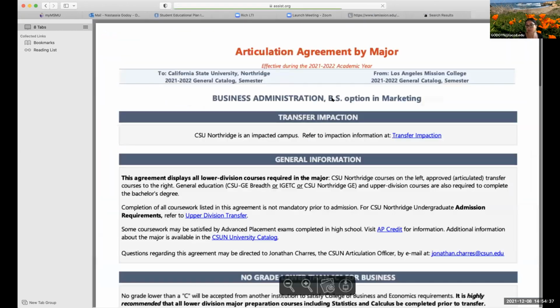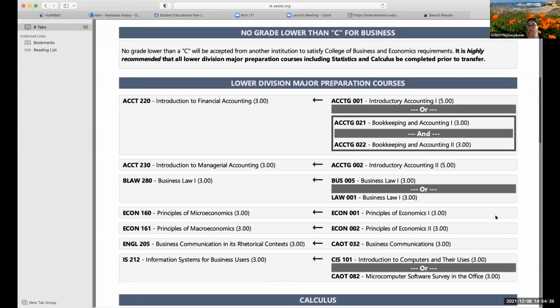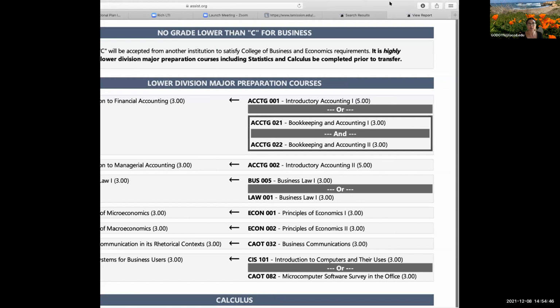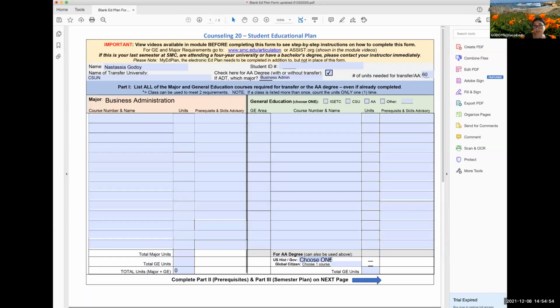So I'm going to click on view agreement. Remember, I just need to look at the classes on the right side. So for this part of the assignment, you want to have two windows open, right? You want assist open and you want your Ed Plan page open. For the purpose of showing you how I'm doing this, I'm going to have this open.